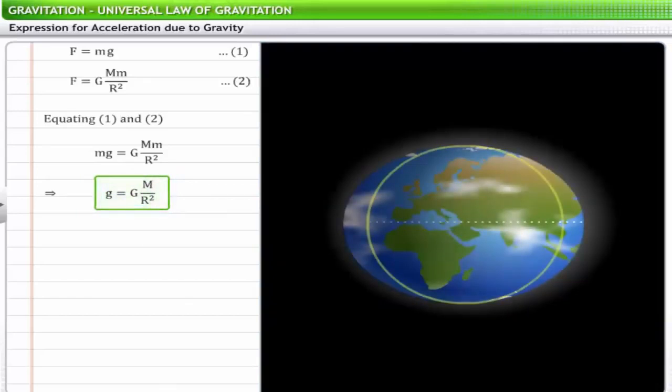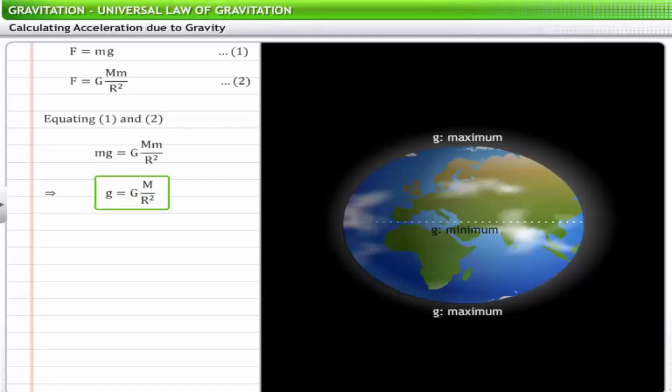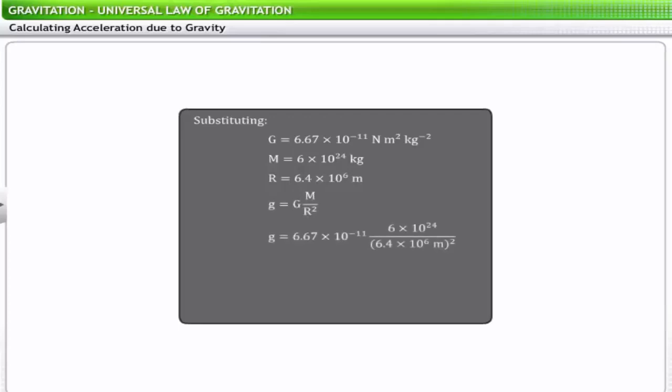Since the earth is not a perfect sphere, its radius is maximum at the equator and minimum at the poles. Hence, the acceleration due to gravity is greater at the poles than at the equator. However, this difference is negligible for bodies on Earth. To calculate the value of g, we need to substitute the values of universal gravitational constant G, mass of the Earth M, and radius of the Earth R in the expression we derived. On substituting and simplifying, we find that the value of g is approximately 9.8 meter per second square.